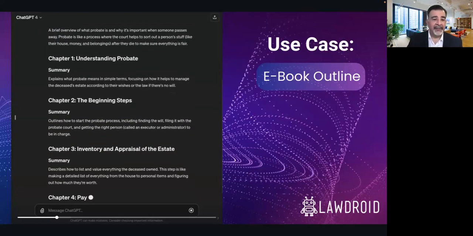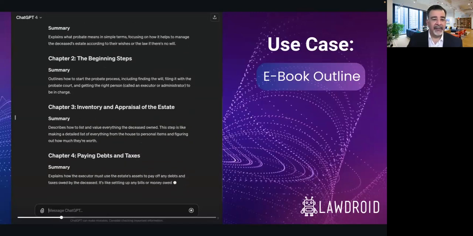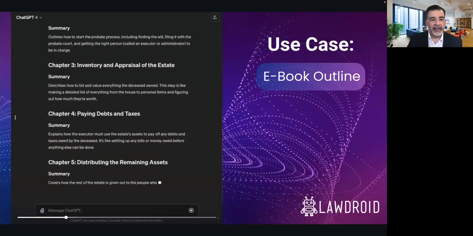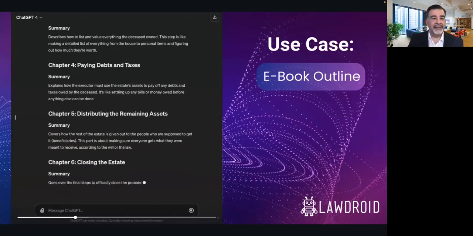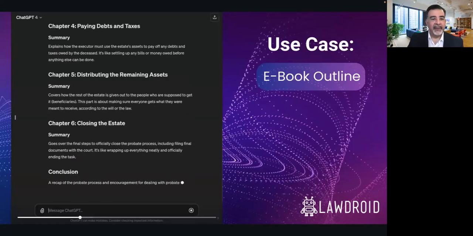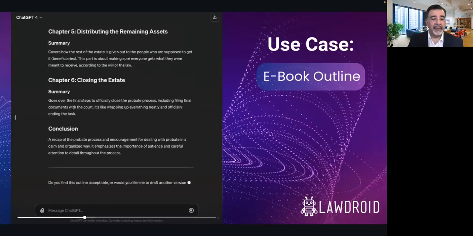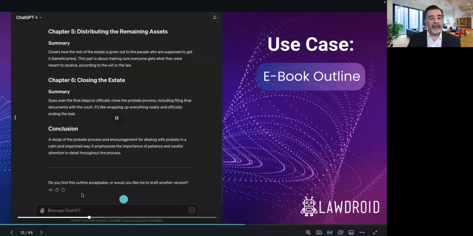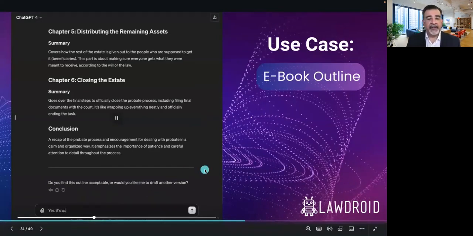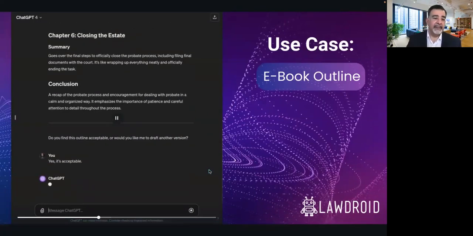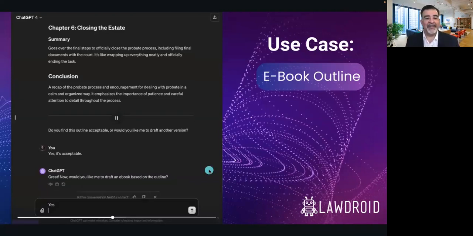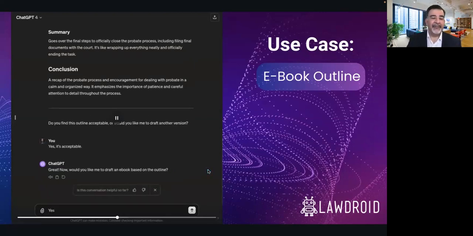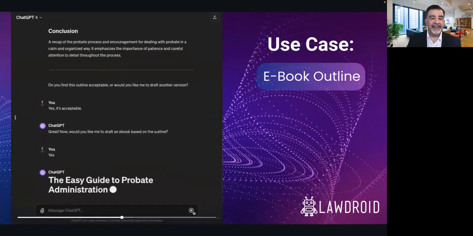Even for an outline, it's pretty decent. The topics and the headings are all of the things that you'd expect. And by the way, it's a probate practice that I have, so I'm familiar with all the steps, and yes, they're covering it. Do you find this acceptable, or would you like me to draft another version? Yes, it's acceptable. Great. Would you like me to draft you an ebook based on this? Of course I would. I don't want to draft it, at least initially.